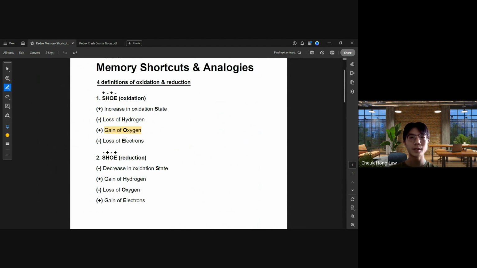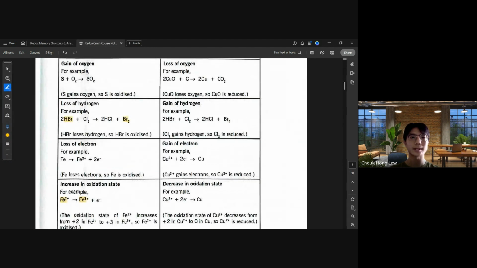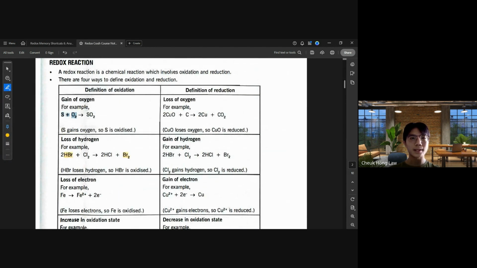The third definition will be plus above oxygen, so gain of oxygen. If we look at the example, S plus O2 gives you SO2. On the left side, we have S, and on the right side, we have SO2. So that is a gain of oxygen atoms. Since S gains oxygen, S is oxidized.